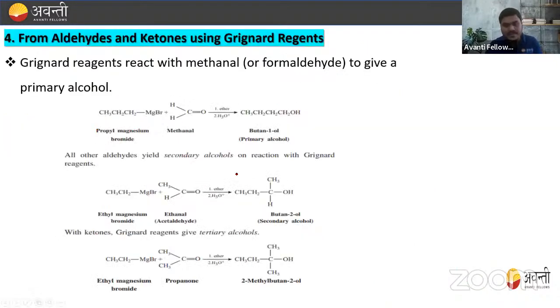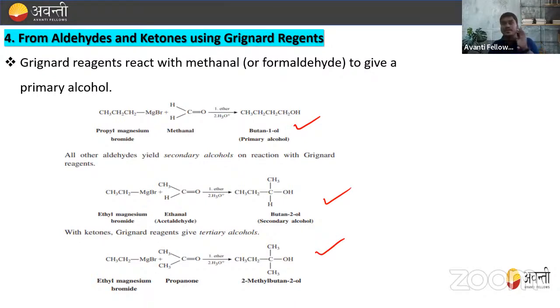Now, this is very important. So this is what we do. When you treat with methanal, we get butan-1-ol. When you treat with ethanal, that is an aldehyde, we get butan-2-ol. Similarly, when you treat a ketone with Grignard reagent, we get a tertiary alcohol. So these three we already discussed.